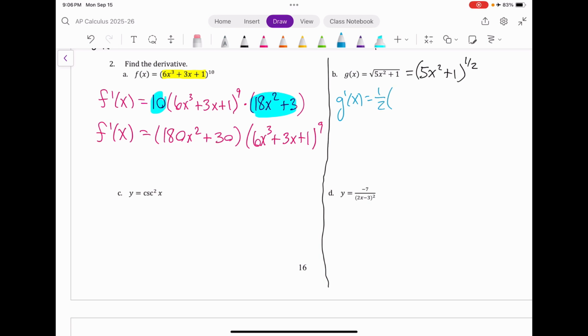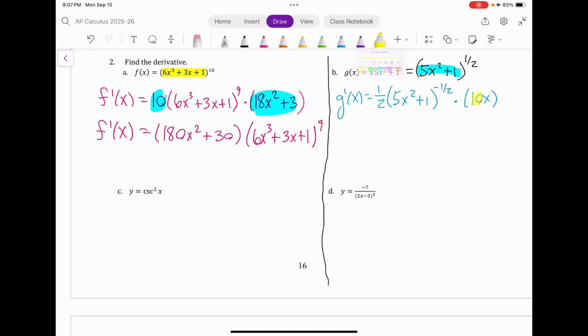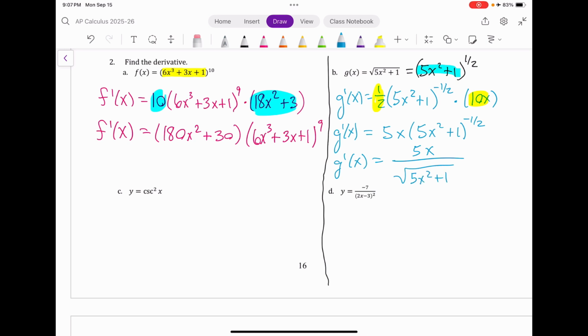So we got 1/2 times 5x squared plus 1 to the negative 1/2, and then times the derivative of the inner function, which is 10x. And then we could multiply the 10x times 1/2 to clean it up a little bit. So this would be 5x times 5x squared plus 1 to the negative 1/2. And as always, you could rewrite it to fractional form if you want to, but not necessary, just good practice. Okay, so let's look at C.